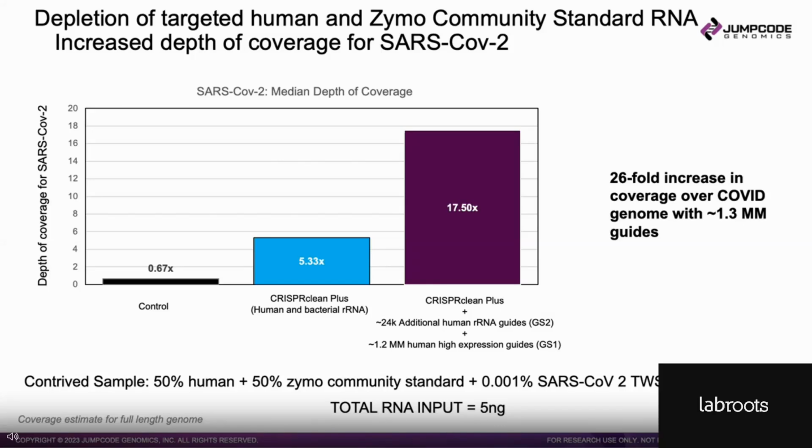5.33x. And then, when you treat the sample with a cocktail of the CRISPRclean guide set alongside the GS1 and the GS2 guide sets, the depth of coverage for SARS-CoV-2 jumps to a whopping 17.5x, which translates to a 26-fold increase. This was a very exciting outcome, and we will be building on this to make sure that we have the tools to continue to fight the current pandemic while preparing for events of any new pandemic.